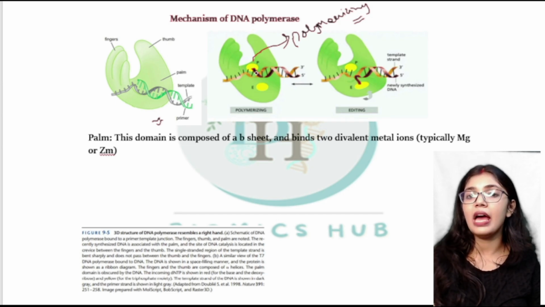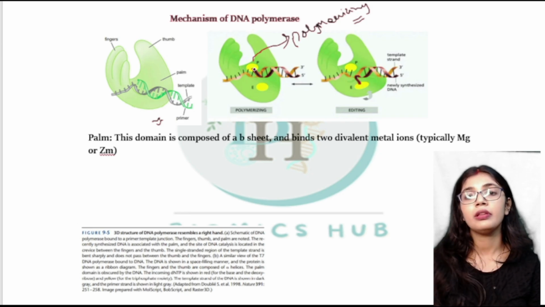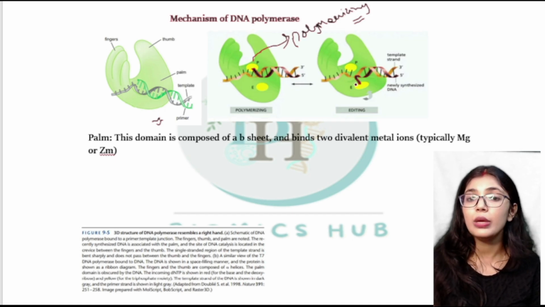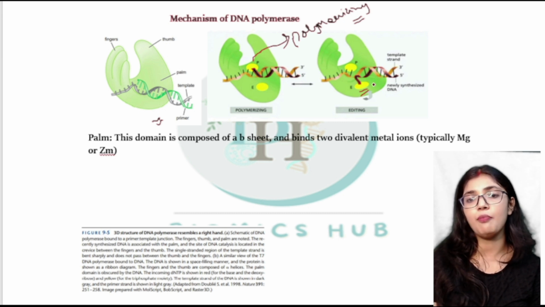What happens if there is any mismatch or any error during the process of this polymerization? During this time, the parent-daughter strand which is present will twist itself towards this editing pocket.